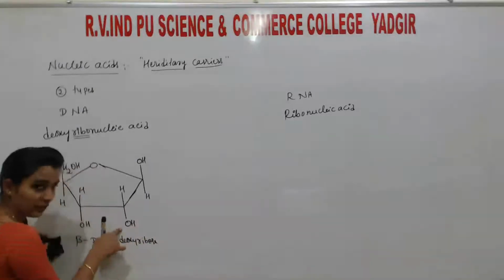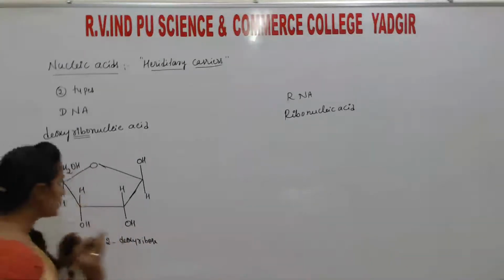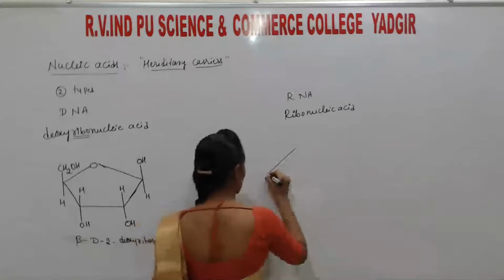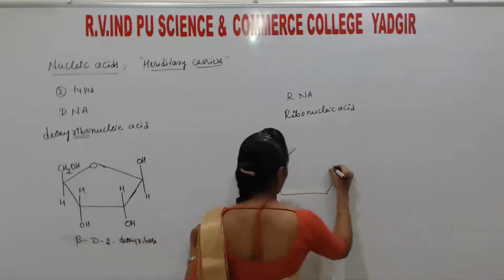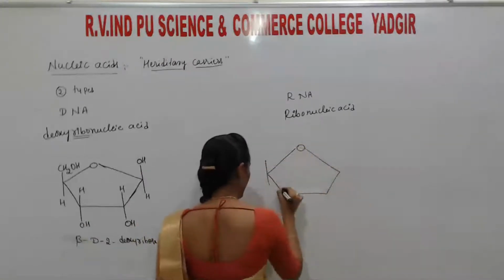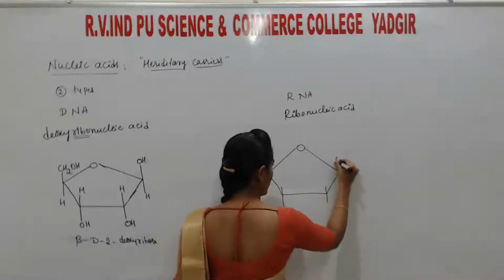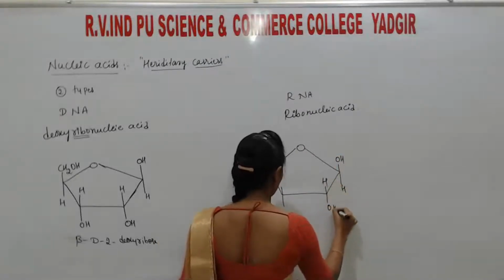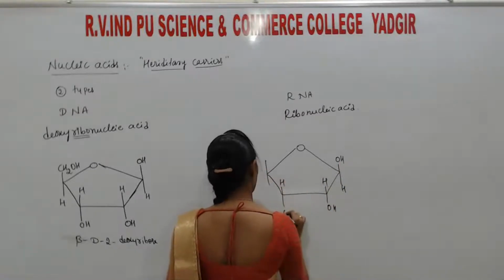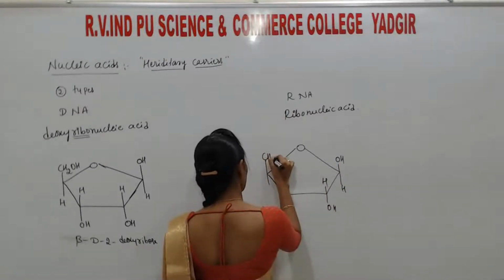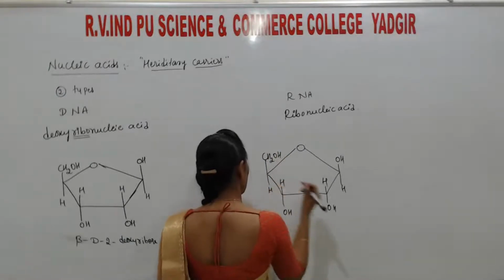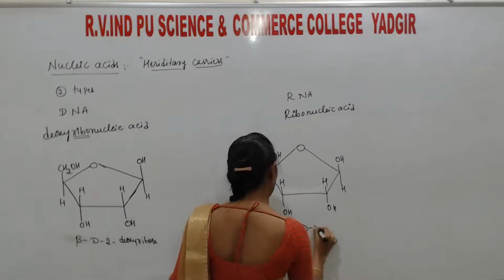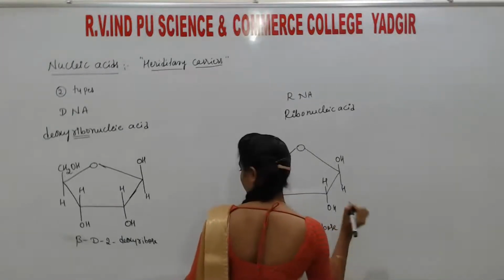Students, this is not the structure of DNA still. Wait until I write both the structures. This is OH, this is H, this is CHOH. This is CH2OH, H. So this is beta D ribose.